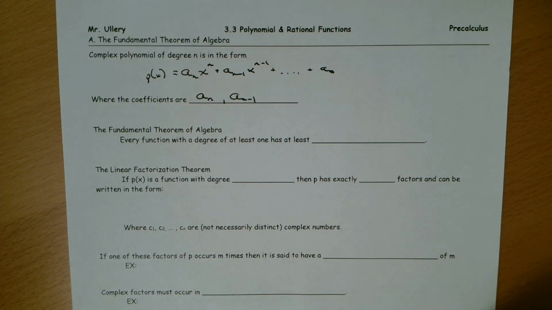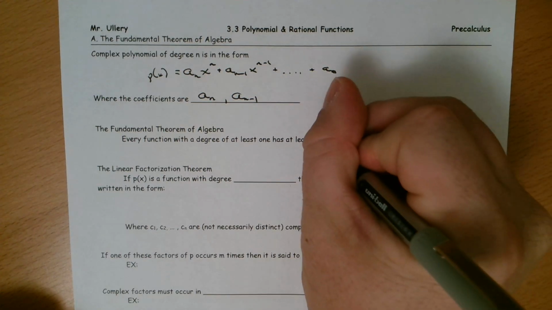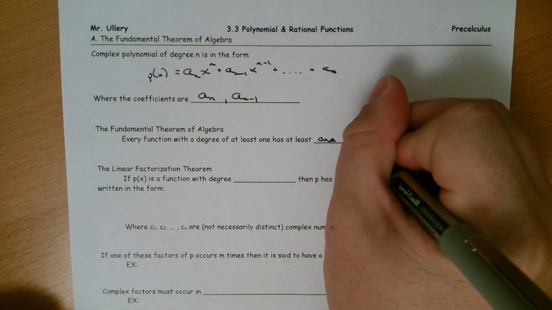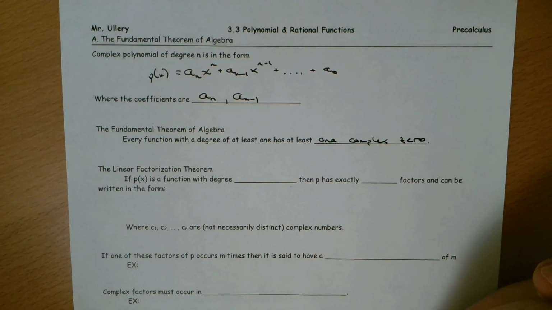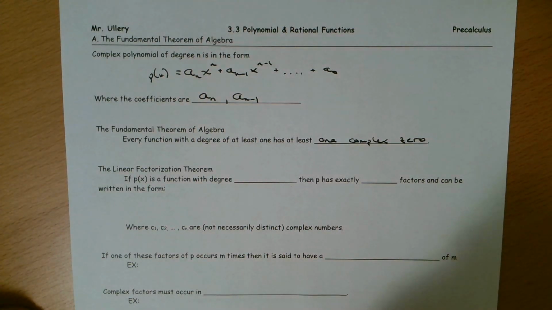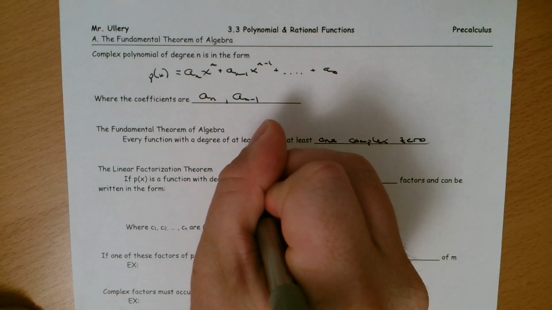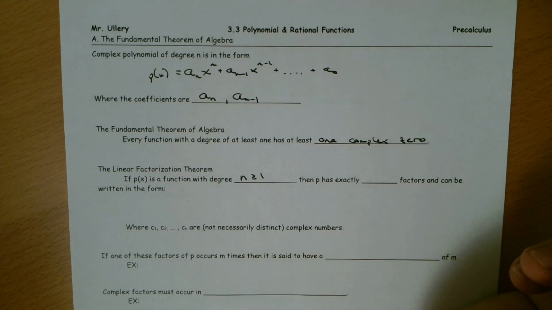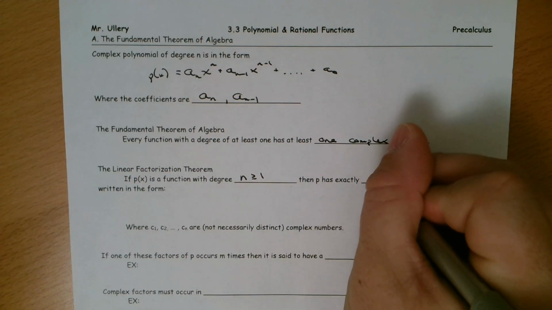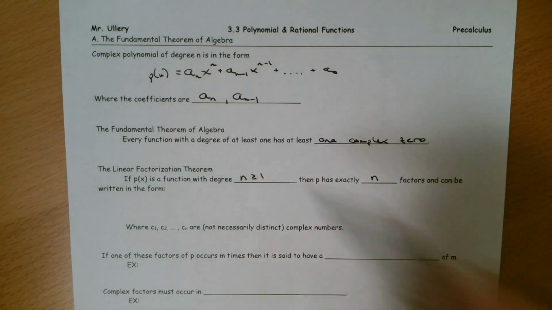And just to review the fundamental theorem of algebra, it states that every function with a degree of at least 1 has at least one complex zero. Now, the linear factorization theorem sounds a little bit more difficult than it actually is. It basically says that a polynomial with degree greater than or equal to 1 has exactly that many factors. So the factors are going to match the degree.